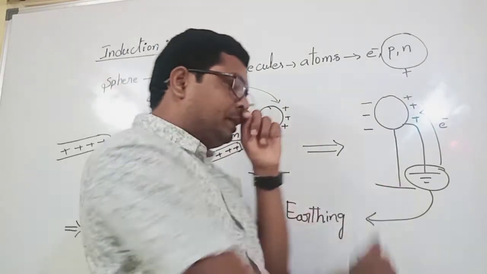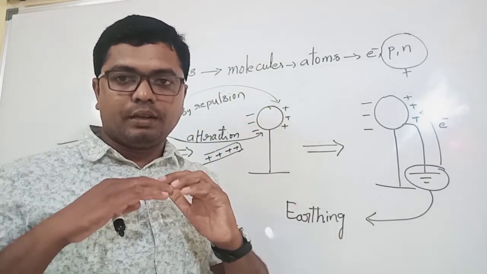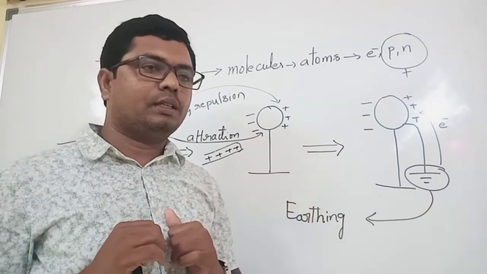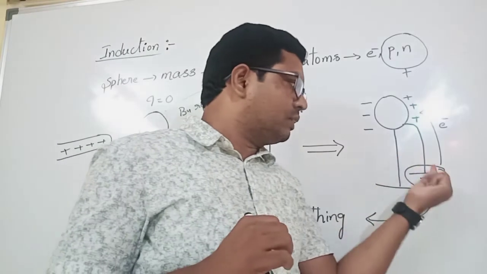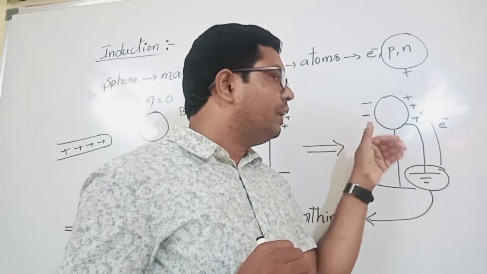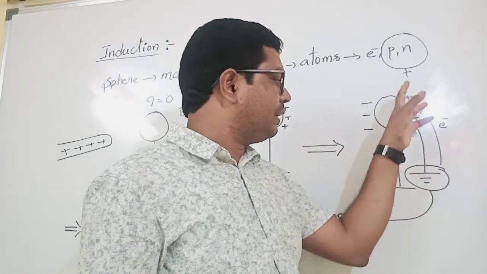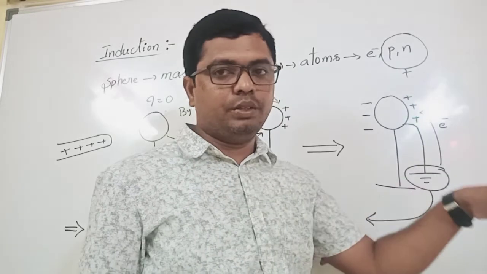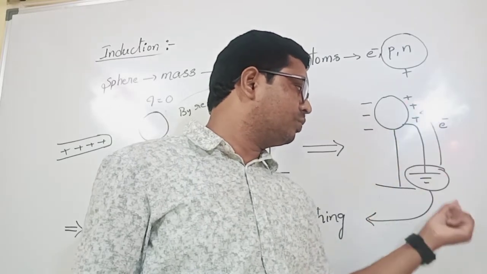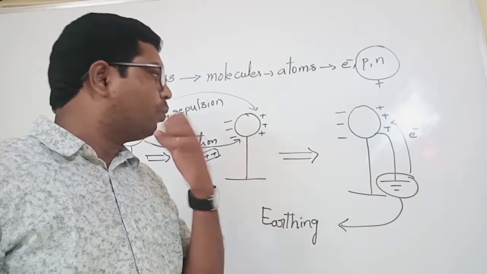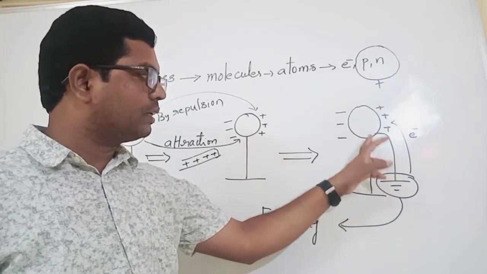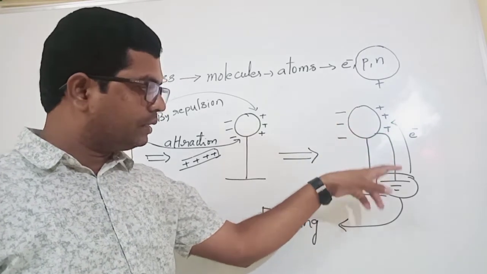Now I earth it. Earthing in the sense, earth is a very huge amount of mass. If it is earthed, positive means deficiency of electrons and negative means excess of electrons. Earthing in the sense we take a conductor, with one end connected to the charged body and the other end connected to the earth.